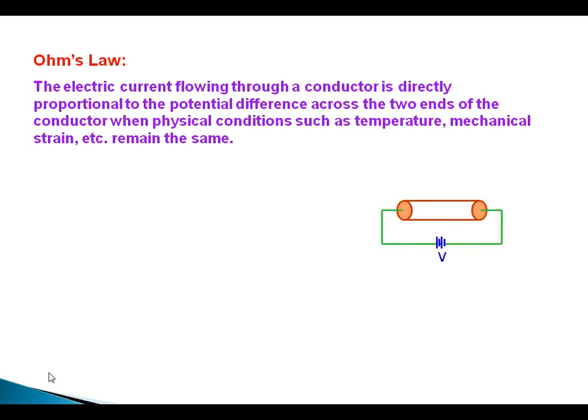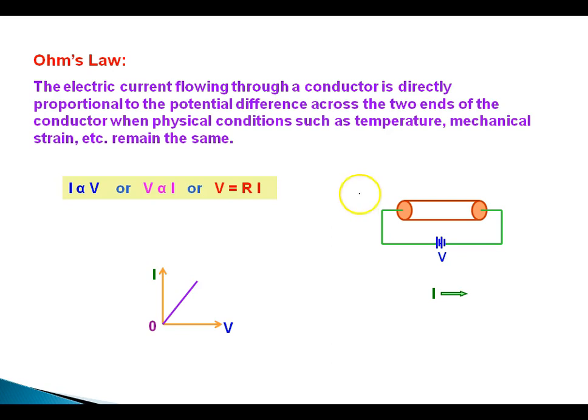This is a conductor connected to a supply. Current flows like this. I think we have drawn the direction of flow of current wrong. It should be like this. The graph is a straight line for an ohmic conductor which follows Ohm's law, and for a non-ohmic conductor it should be a curve.